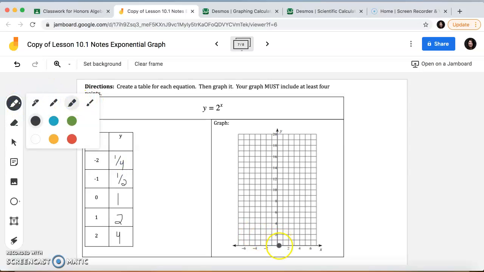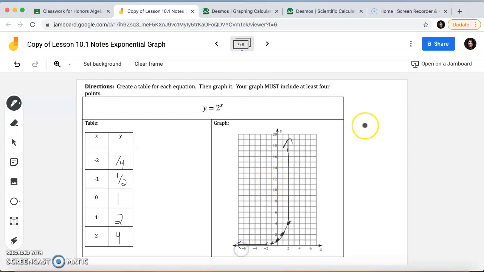So I'm going to plot my points. I've got 0 and 1, 1 and 2, 2 and 4, and then I'm going to need negative 1 and 1/2, and negative 2 and 1/4. It looks like it's going to touch the graph, but I promise you it never actually touches that x-axis. Oh, maybe my best one yet. It feels like an accomplishment when you make a good graph.